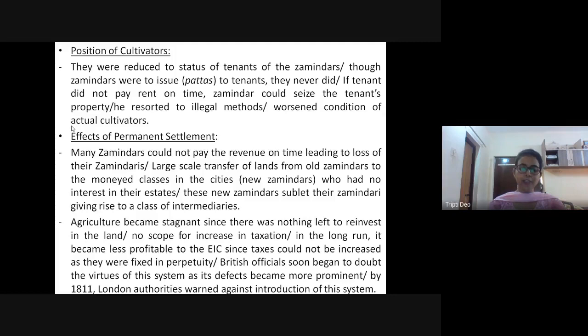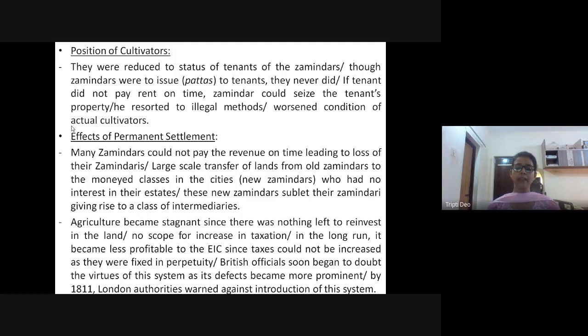Right, now the effects of the permanent settlement system were also on many zamindars. Many zamindars could not pay the revenue on time, leading to loss of their zamindaris. I've already discussed this point. Large-scale transfer of land from old zamindars to the moneyed class of the cities, which were the new zamindars, who had no interest in their estates. These new zamindars sublet their zamindari, giving rise to a class of intermediaries. So, jab zamindar nahi de pata tha revenue time pe, to dusre koi naye zamindar ne jo offer kiya ki hum aapko Britishers ko zyada revenue denge, usko de diya gaya.